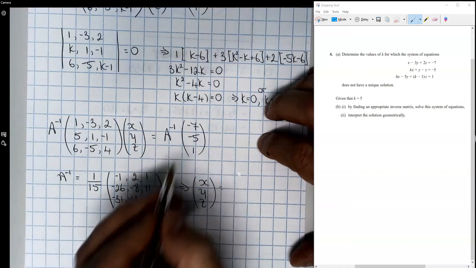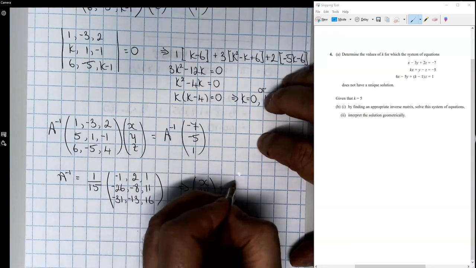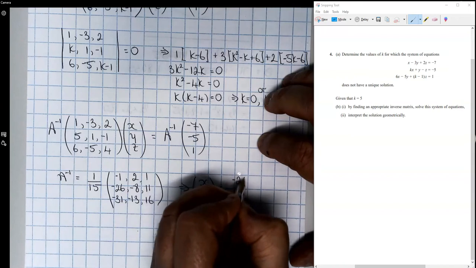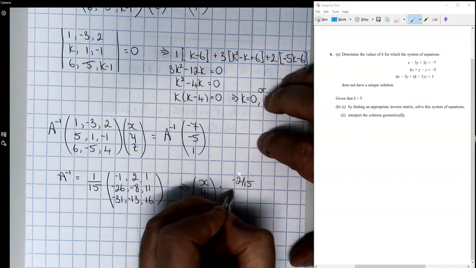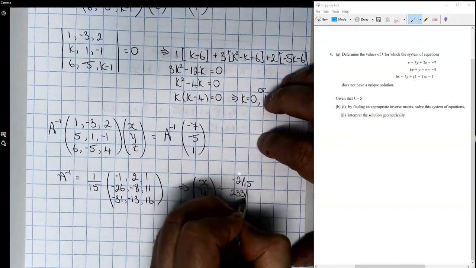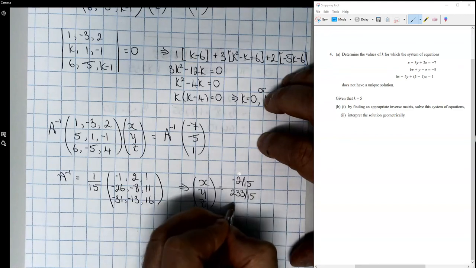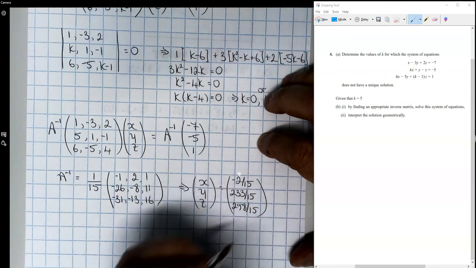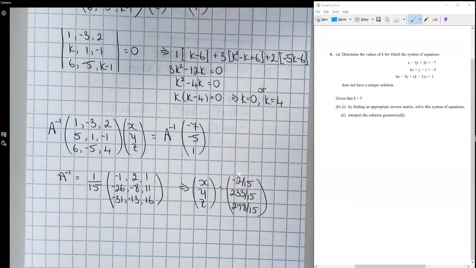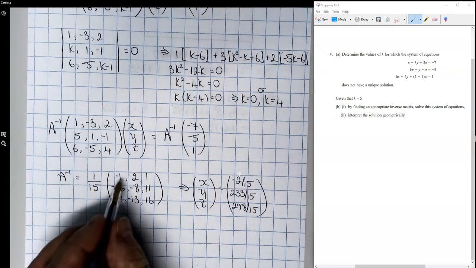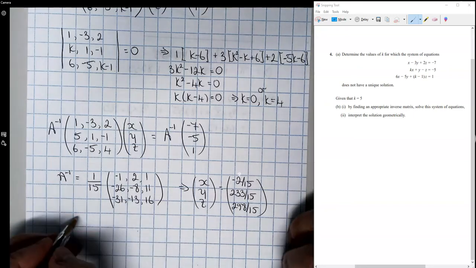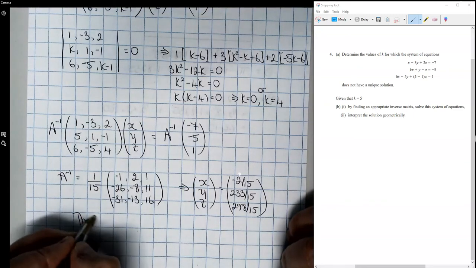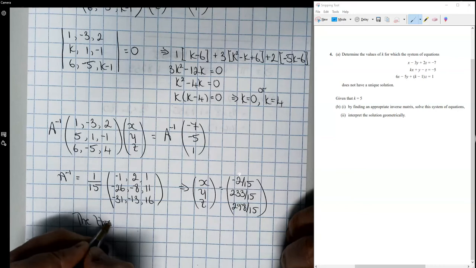that implies x, y, z will equal that times that, which will give us -2/15, 233/15, and 298/15. It actually asks us to solve it, so that's fine. We can put x, y, z, that's perfectly good. Interpret the solution geometrically. Because we got a solution, the three planes meet at a point.